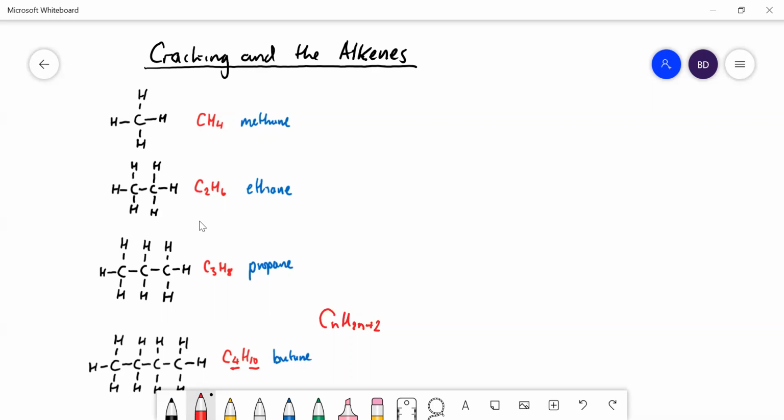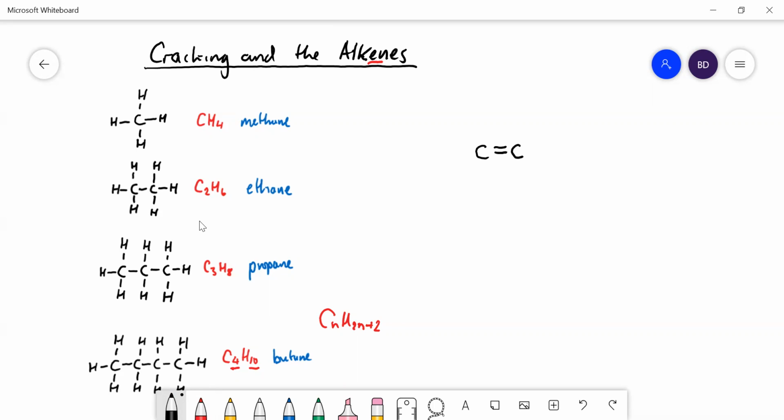Now we're going to come across another family of organic molecule called the alkenes. So the difference in the name, they just got an E there, alkenes. Now what they contain is a double bond between two carbon atoms. So if I draw that there, obviously you can't have a molecule with just one carbon in. You've got to have a double bond between two carbons.